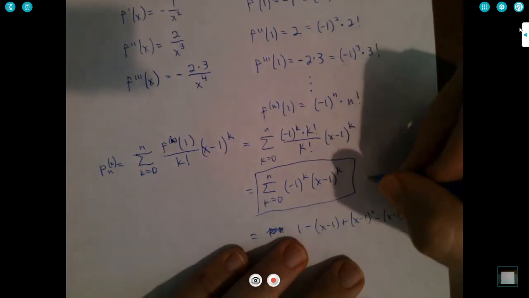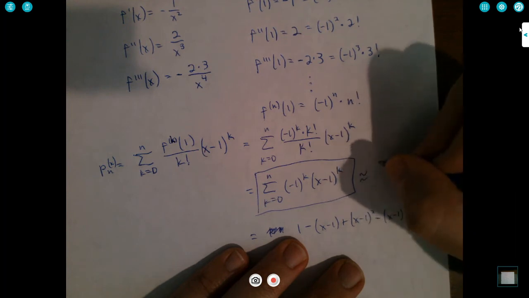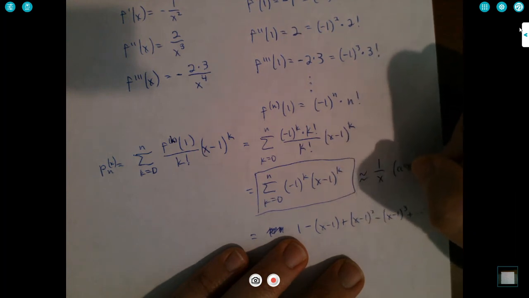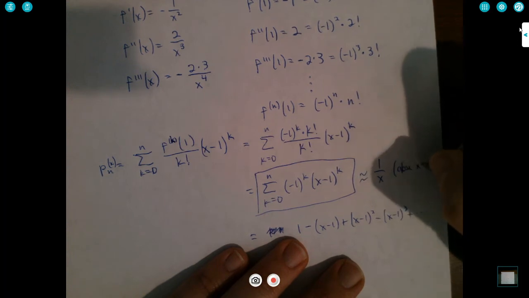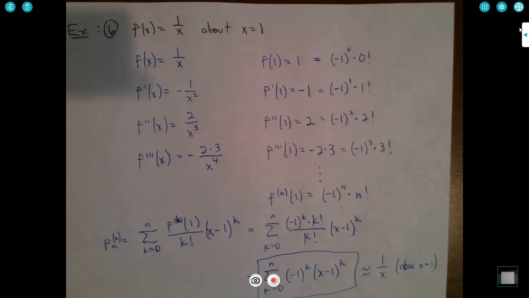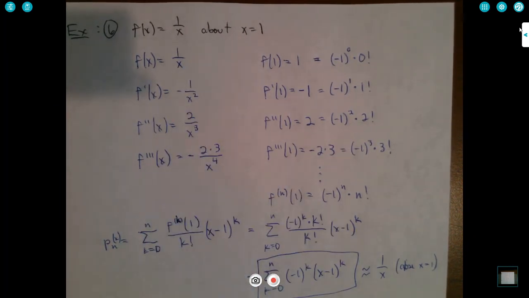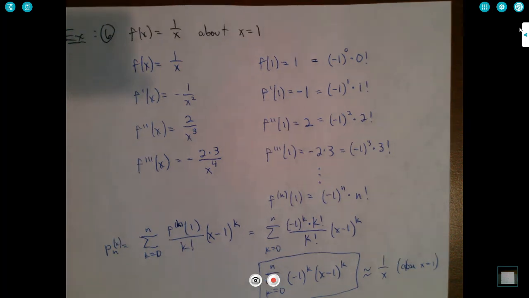Again, kind of interesting that this is approximately 1 over x close to 1, if you're close to x equals 1, right? Right, because it was a Taylor series about 1.